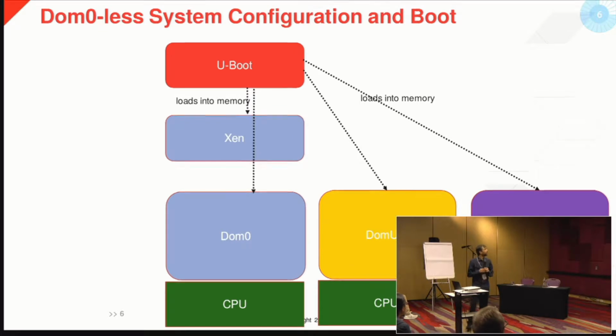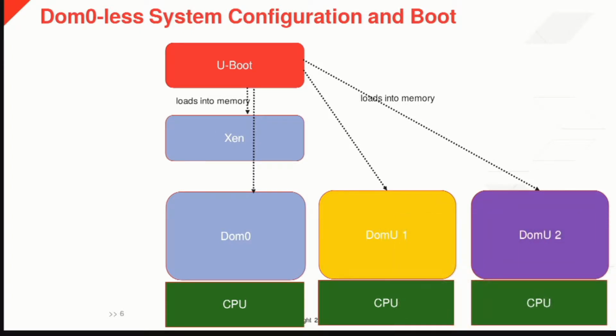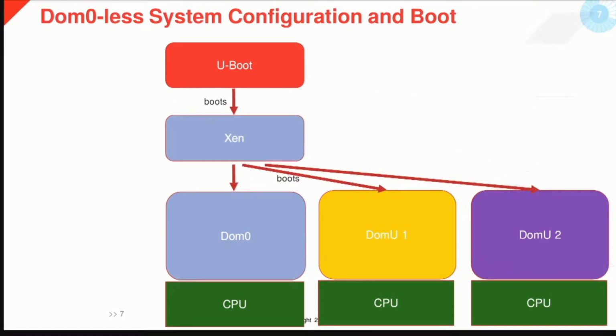In this scenario, what you do is you use U-boot to load Xen in memory, like you do today, to load the Dom0 kernel and RAM disk in memory, like you do today, but then you use U-boot to also load the kernel and RAM disk of your yellow and purple VM. Now, after that, you have U-boot boot Xen, as usual, but then Xen would boot DOM0, yellow, and purple all in parallel on separate physical cores.